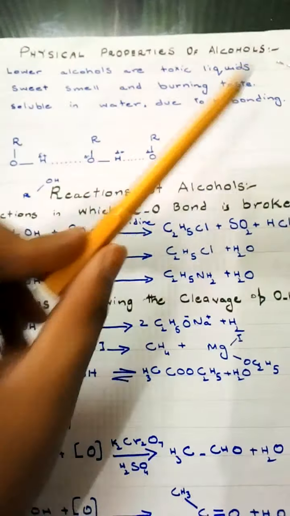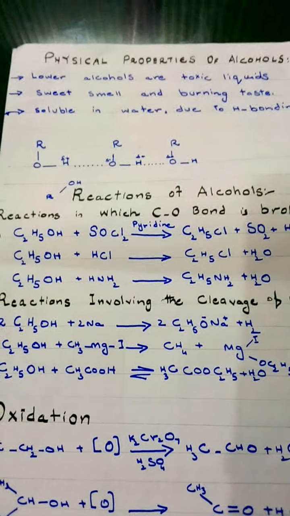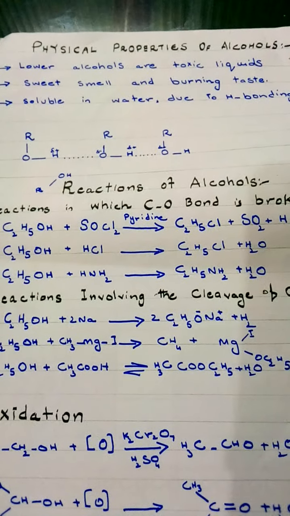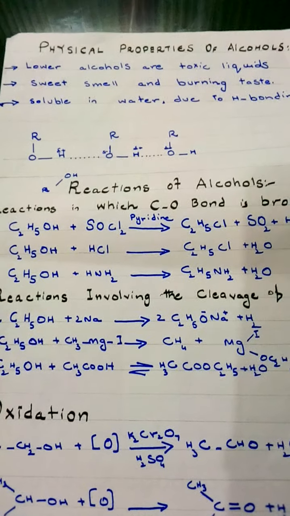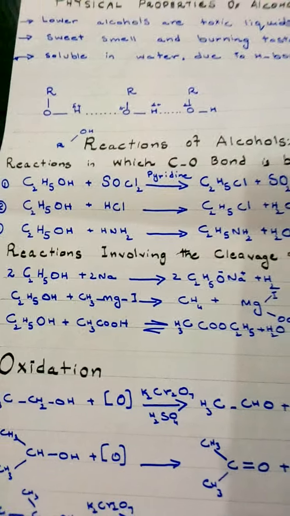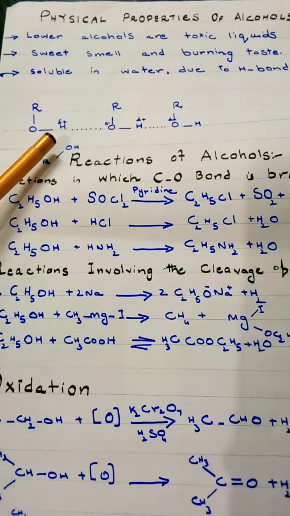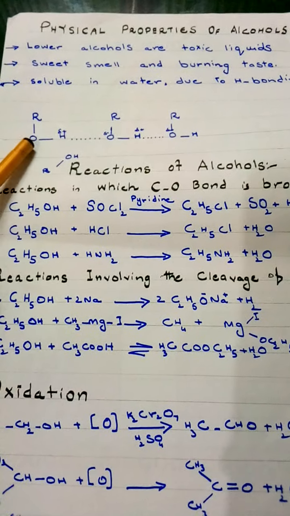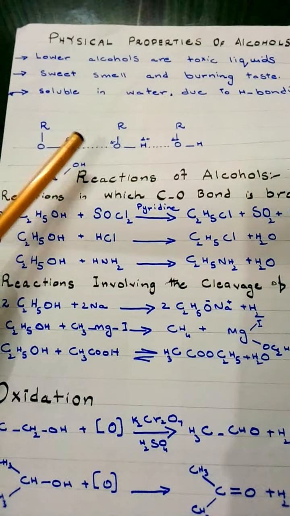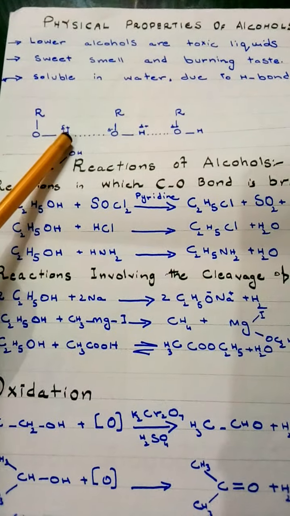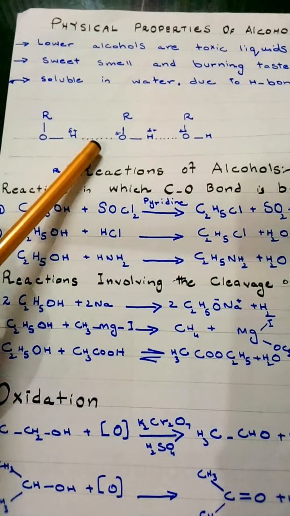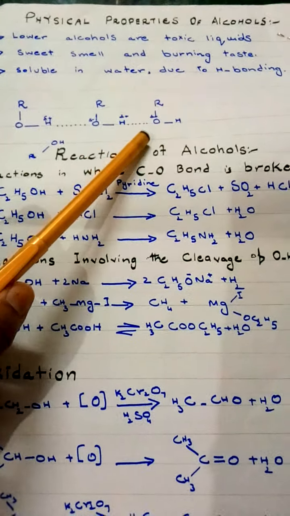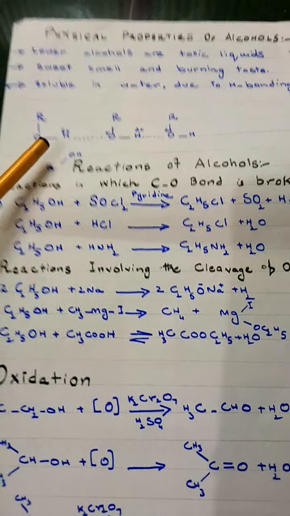Solubility is due to hydrogen bonding. You know that in water also hydrogen bonding is present, and water will dissolve easily, mix miscibly with liquids which have the same hydrogen bonding. So lower alcohols have this property of hydrogen bonding. Look here, this is the general formula of alcohol, and here partial charges are created. Partial positive hydrogen atom, partial negative oxygen atom, and this is weak hydrogen bonding shown by the dotted lines. So due to the presence of this hydrogen bonding, lower alcohols are dissolved in water.